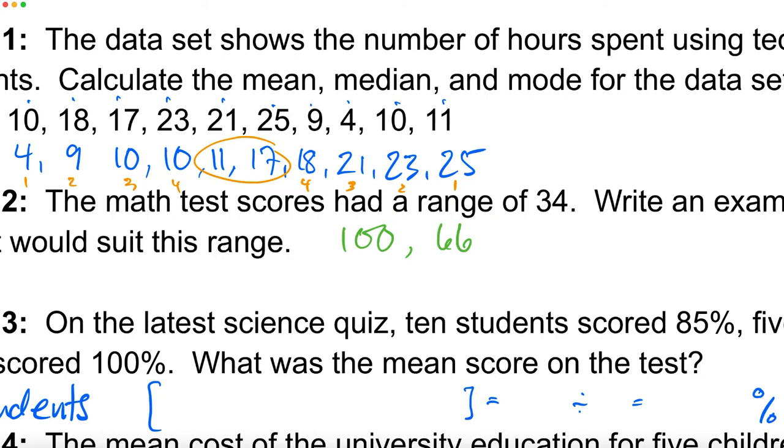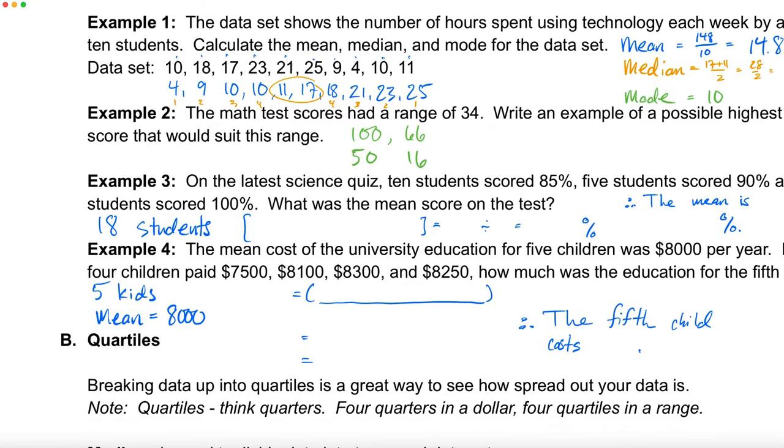Another set might be, what if we had 50 as our highest mark? Well, then you could subtract 34 from that to find out what your lowest value would be, and it would be 16. Obviously, there are lots of different pairs of numbers that are going to be 34 values or digits apart. So there are lots of right answers here, but I just did 2 real quick.